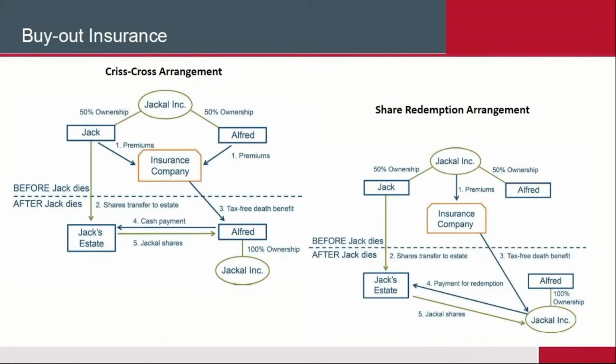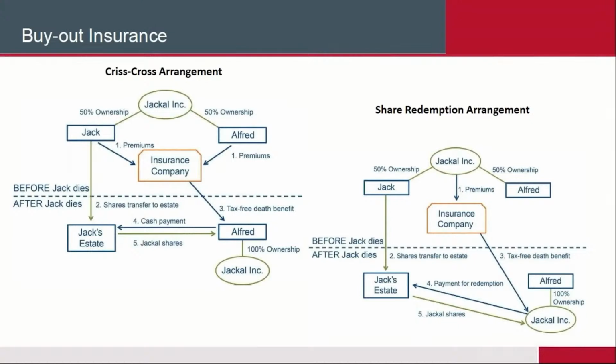So we've got Jackal Inc. and we've got Jack and Alfred. They both own 50% each of Jackal Inc. Okay, and they both pay a premium to the insurance company. Okay, so they in fact pay the premium on each other's policy basically. And so what happens is the premiums are paid to the insurance company, and let's say that Jack dies. Okay, so therefore we're dealing with Jack's estate. The insurance company will pay, and let's say it was $500,000 just for easy math, okay?